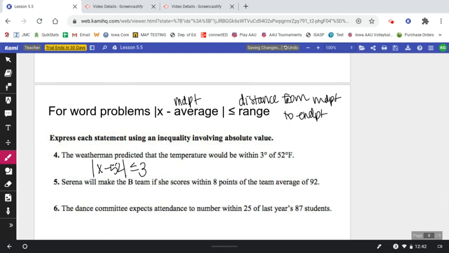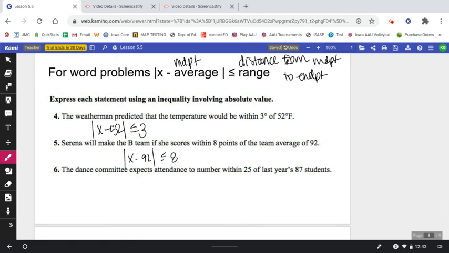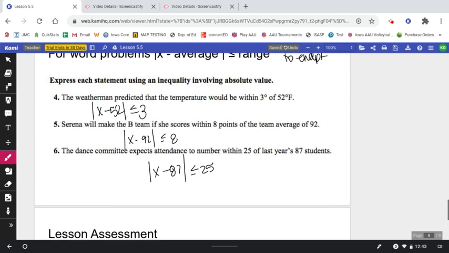Serena will make the B team if she scores within 8 points of the team average, which is 92. So x minus 92 is less than or equal to 8. The dance committee expects the attendance to number within 25 of last year's, which was 87. So x minus 87 is less than or equal to 25.